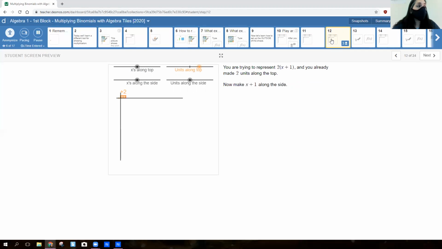Okay, now we're going to do the second term, which is the x plus 1. That goes on the side. So we need to make x plus 1 on the side. It has an x, so you go to the x slider, slide it over 1. And we go to the units slider, which goes also over 1. Okay.